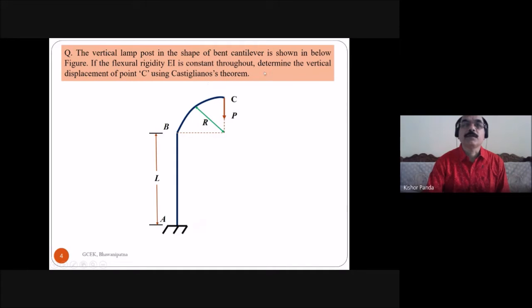Using Castigliano's method, determine the vertical displacement of point C. So here given is the force P or load P at the point C, and the length of the vertical post is L, and the radius of the bent cantilever, the chord cantilever beam, is R. So you have to find out the deflection at the free end of the vertical lamp post. At C, you have to find out the vertical deflection.